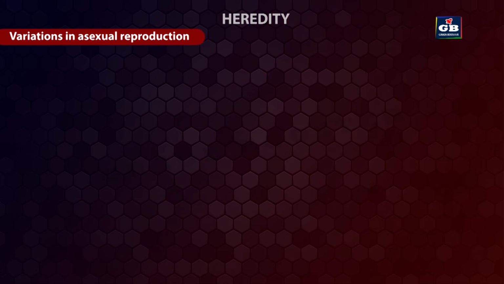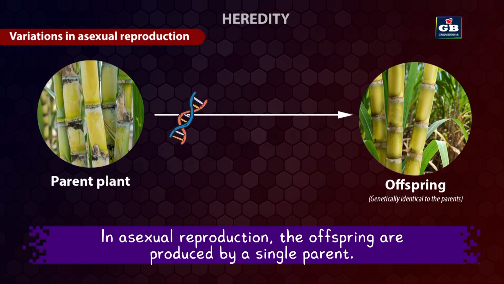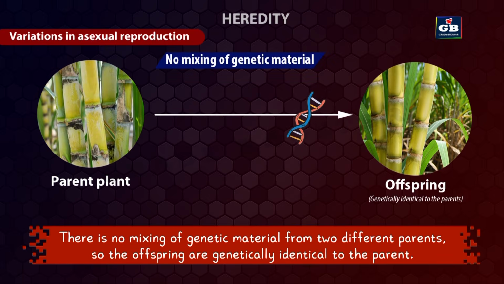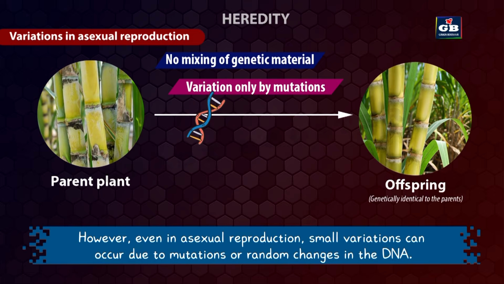Variations in asexual reproduction. In asexual reproduction, the offsprings are produced by a single parent. There is no mixing of genetic material from two different parents. So, the offsprings are genetically identical to the parent. However, even in asexual reproduction, a small amount of variation can occur due to mutations, meaning random changes in the DNA.